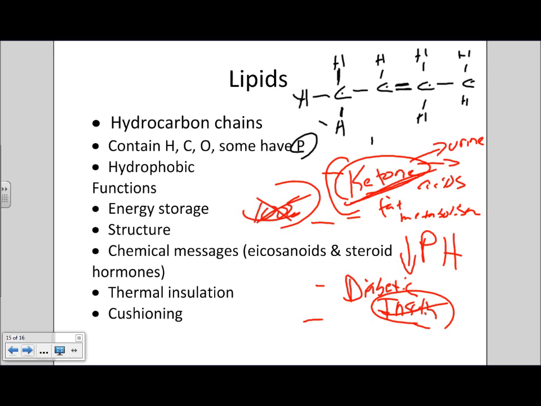So that's one thing to keep in mind about fat metabolism, these ketone bodies. As nice as it would sound to burn pure fat, we just can't do it because we can't eliminate them quickly enough if we do so.